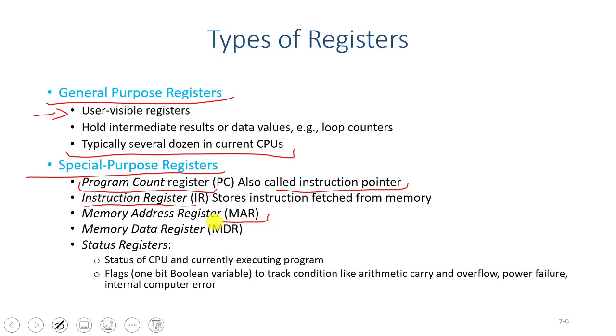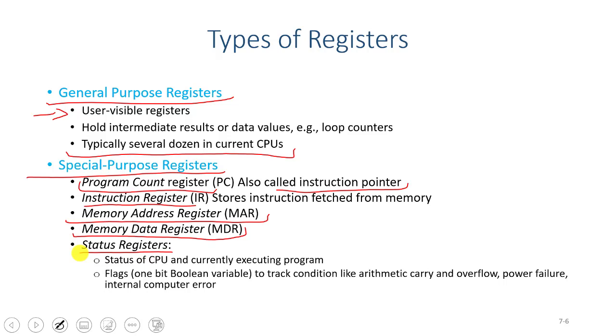Then we have the memory address register. If we want to put an address on the address bus, then that address should be stored in the memory address register. If we want to put data on the data bus, then that will be stored in the memory data register. Finally, we have the status registers, or we call them the flag registers. They hold the status of the CPU and the currently executed program.